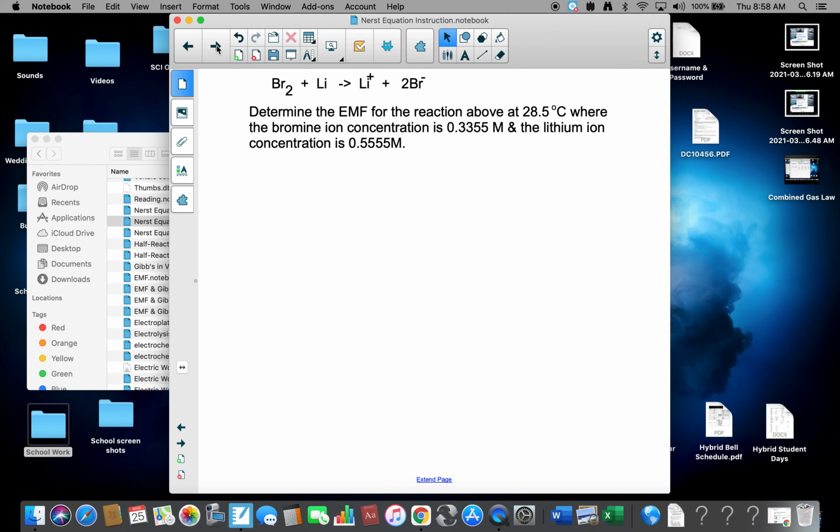So let's look at a problem. We have bromine plus lithium generating lithium ion plus 2 bromide ion. Determine the EMF for the reaction above at 28.5 degrees Celsius. The bromide ion concentration is 0.3355 molar and the lithium ion concentration is 0.5555 molar.